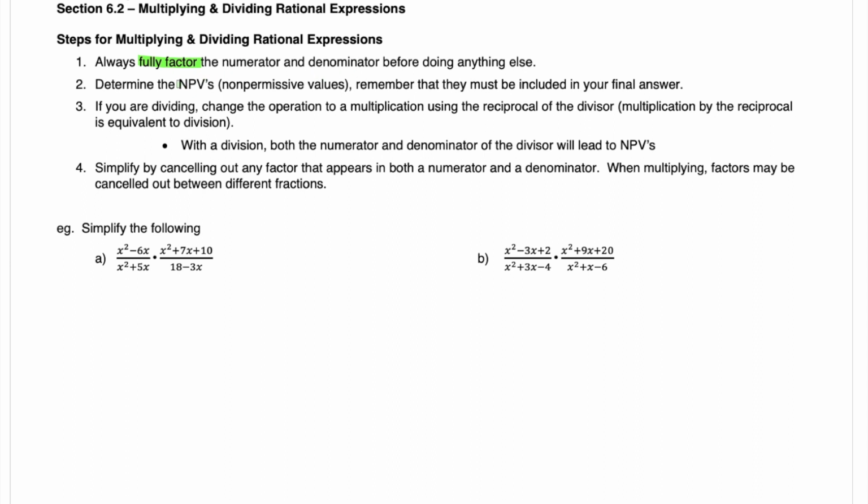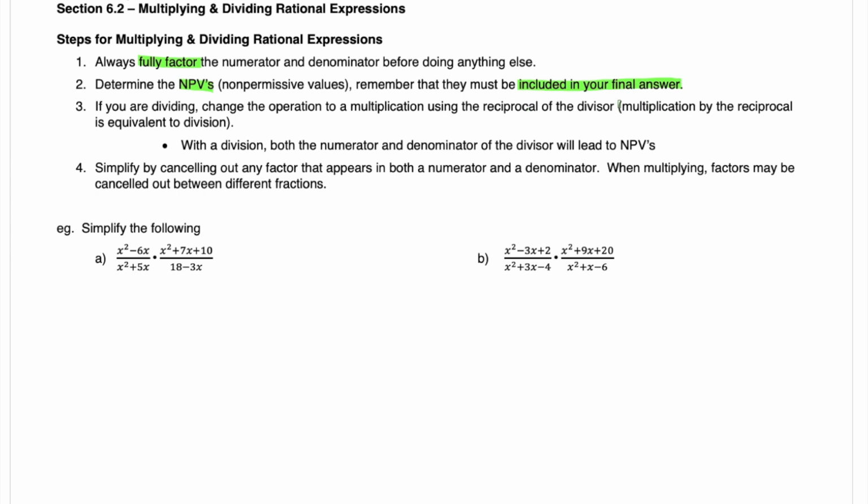The next thing is your non-permissible values. The non-permissible values must be included in the final answer. So make sure that you're always finding those before you start canceling things out, and make sure your final answer has those in it. When we have a division, we're going to change it to a multiplication.